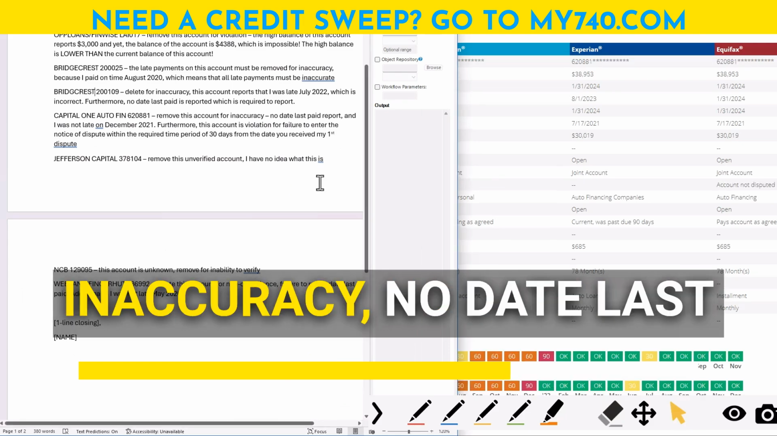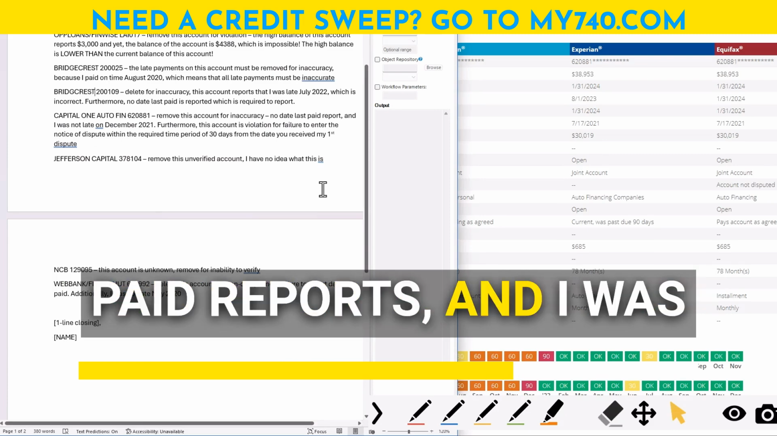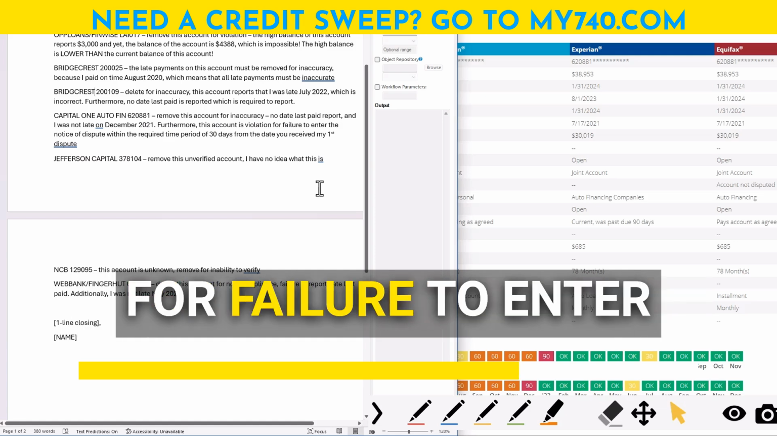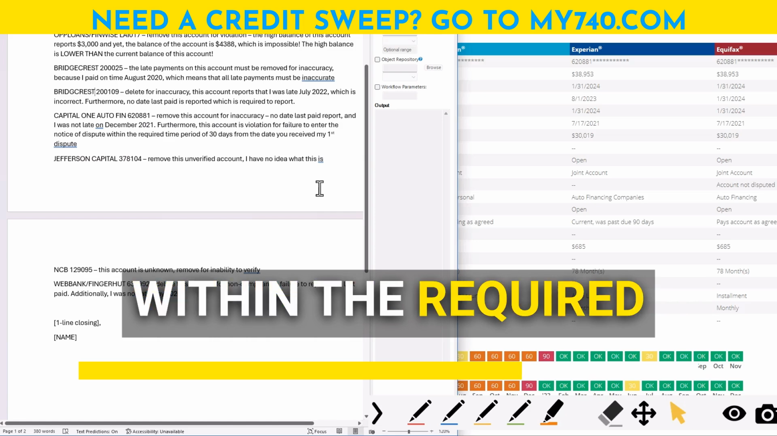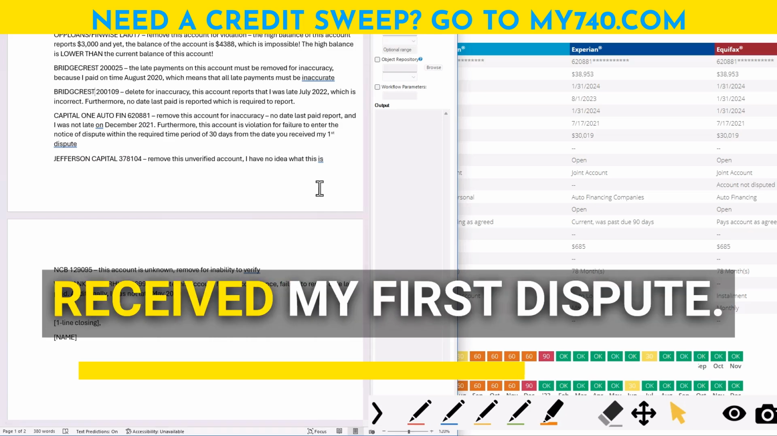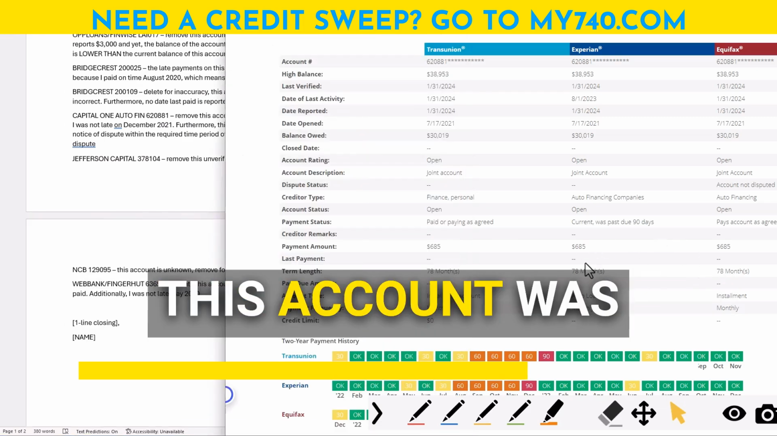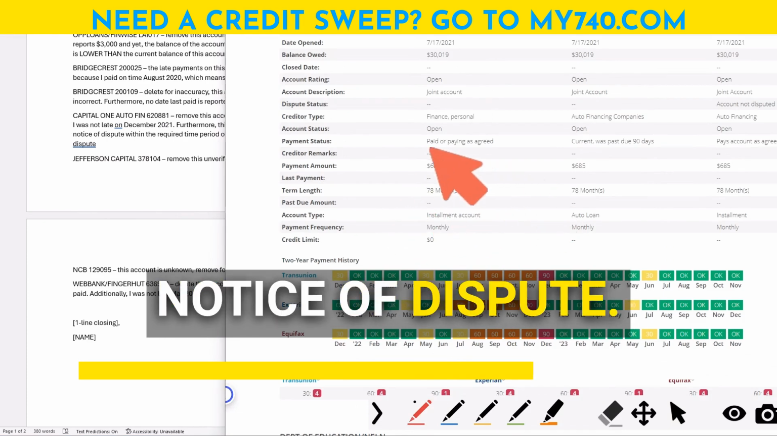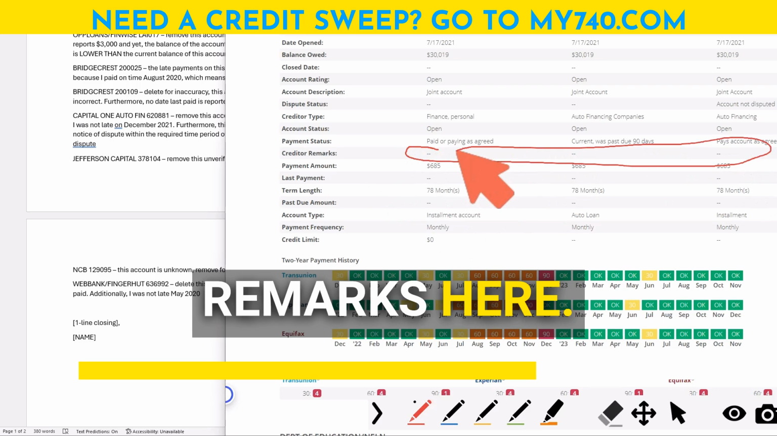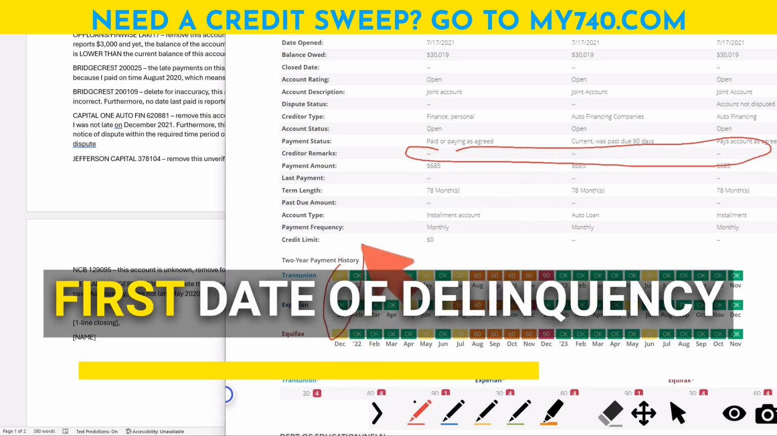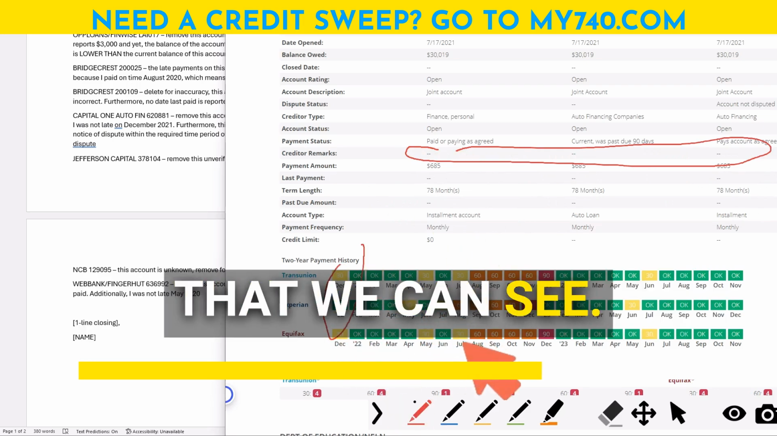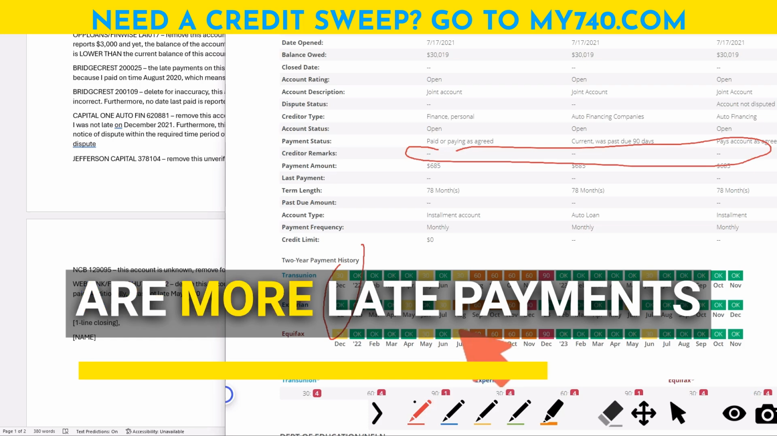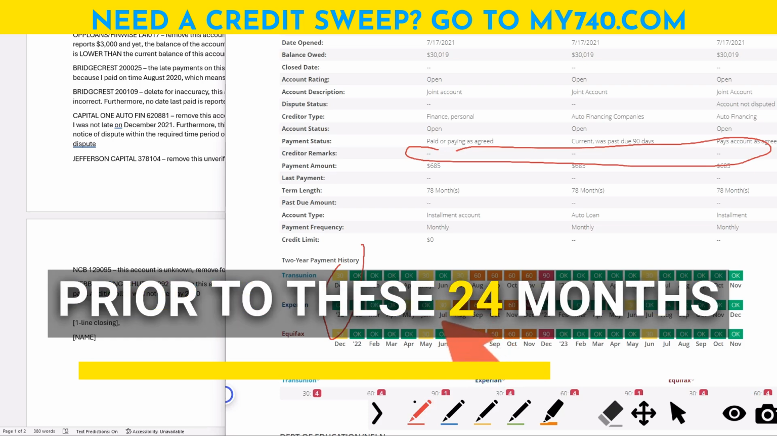Remove this account for inaccuracy, no date last paid reports, and I was not late December 2021. Furthermore, this account is in violation for failure to enter the notice of dispute within the required time period of 30 days from the date that you received my first dispute. And that is because this account was previously disputed. You're going to see that we have zero notice of dispute. There's no creditor remarks here. And we're going to use that first date of delinquency that we can see. Although if you look at the payment history for 7 years, you would actually see that there are more late payments prior to these 24 months that you can actually see.